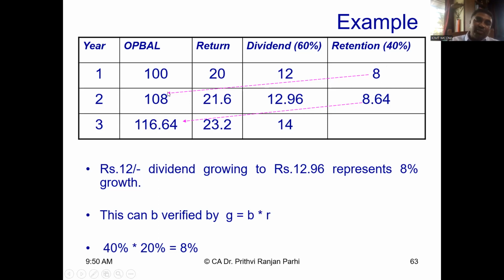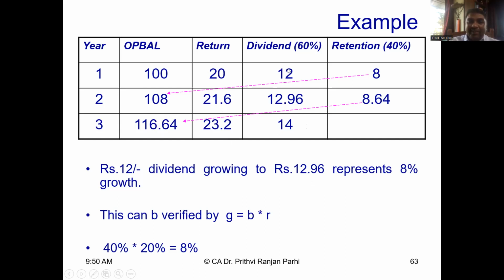Next year, the opening balance will become 108 because 100 rupees was the opening balance plus your retention of 8 rupees. 108, again earning 20% means 21.6 you are earning. 60% we are paying means 12.96 you are paying, 8.64 you are retaining. Next year, your opening balance will be 116.64 because 108 plus 8.64. That will give you earnings of 23.2.